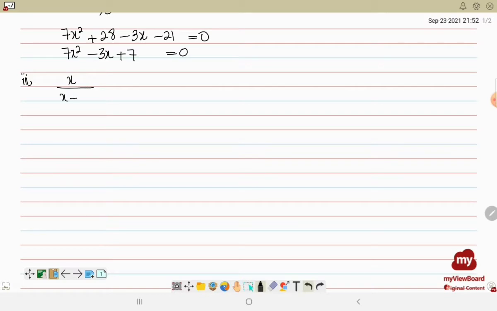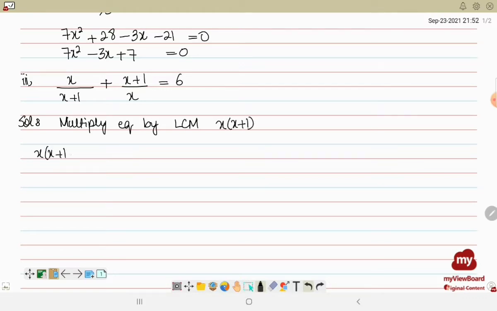Let's solve the other question. Third part: x over x plus 1 plus x plus 1 over x equals 6. Again, if you see, the given equation is not in the standard form. So first we'll convert it. We'll multiply the whole equation by the LCM. And here the LCM is x into x plus 1. Let's multiply the whole equation by the LCM, so that in the very first step of working, we can get rid of these denominators.